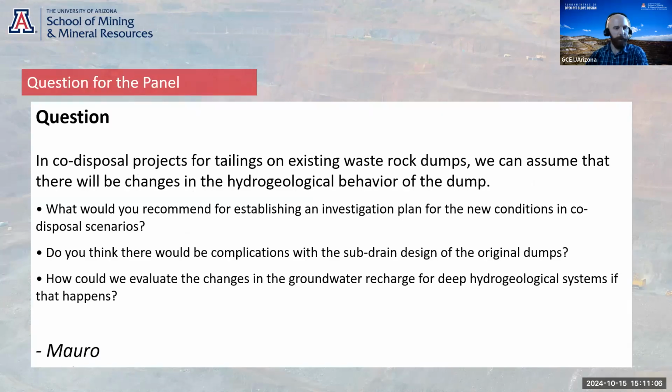This is from Mauro. Thank you for the question. It's a three-parter, so I'll go ahead and read through all of it, and then we'll chip away at it. In co-disposal projects for tailings on existing waste rock dumps, we can assume that there will be changes in the hydrogeological behavior of the dump. First question, what would you recommend for establishing an investigation plan for the new conditions in co-disposal scenarios? Part 2, do you think there would be complications with the subdrain design of the original dumps? And part 3, how could we evaluate the changes in the groundwater recharge for deep hydrogeological systems if that happens?